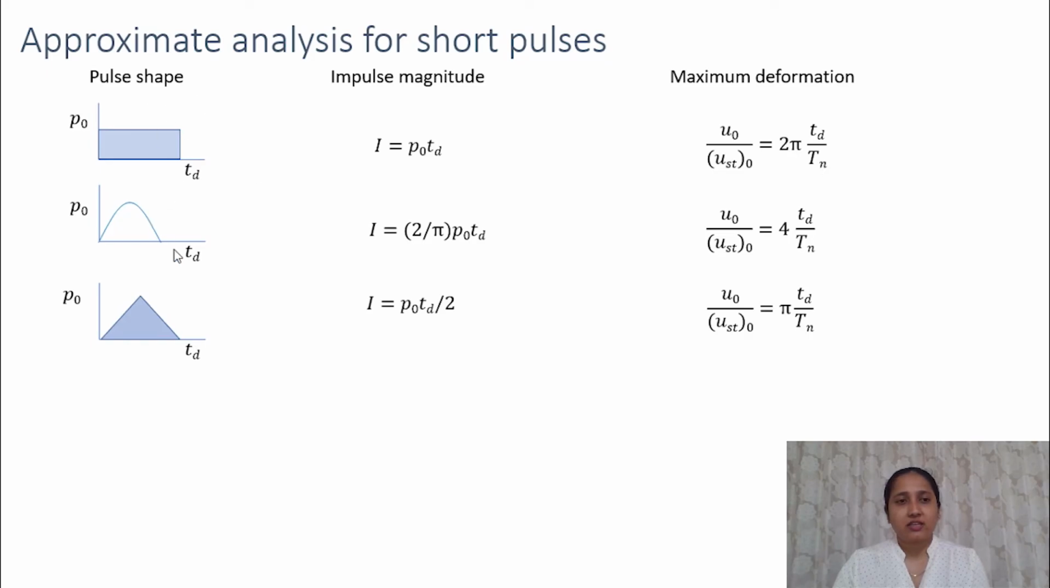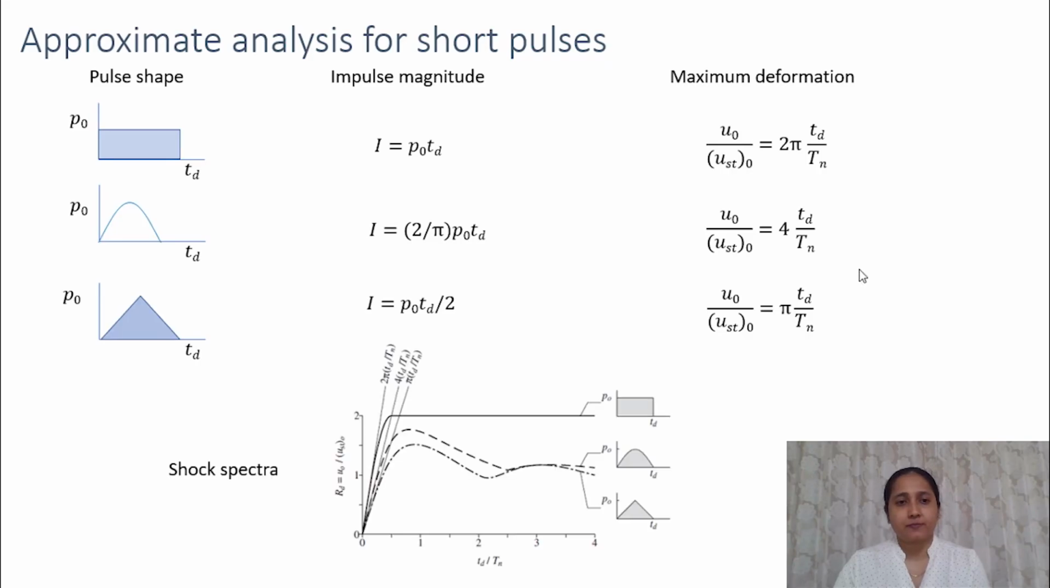In the case of a sine pulse with amplitude P naught, the impulse would be equal to 2 by pi P naught Td, and the deformation response factor would be this. And for a triangular pulse, the area would be equal to the impulse, so P naught Td by 2, and here the maximum deformation would be this.